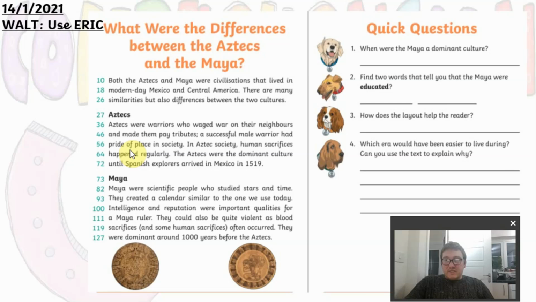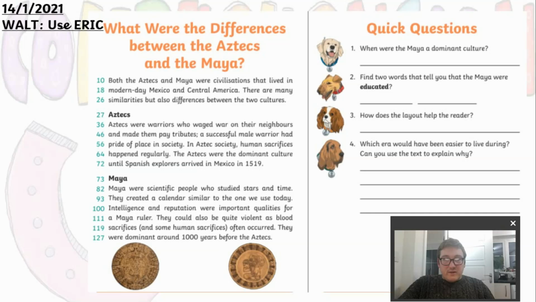Now, the reason why I chose this text was because they were ancient civilizations, and I know we are going to be finishing off planning and then creating our fact file poster today, so I thought it might be a good idea to include that and see if we can use any of that information in our ancient civilization poster.